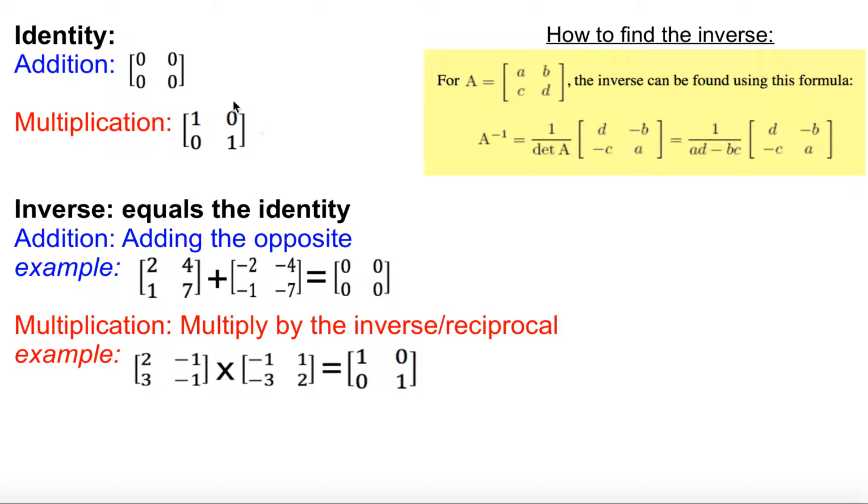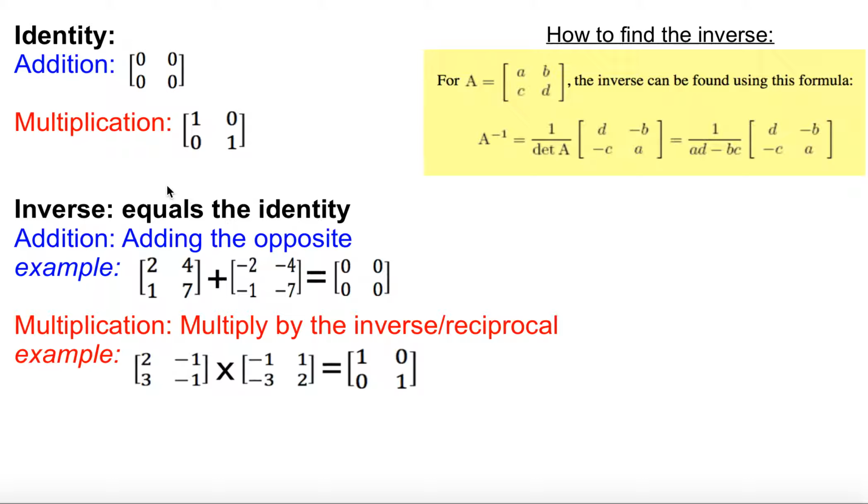So identity for addition, our identity is the zero matrix, where it's 0, 0, 0, 0. Anything plus this matrix will always give you itself. Our multiplicative identity is the 1, 0, 0, 1. If we multiply by this, we're going to get itself as well.